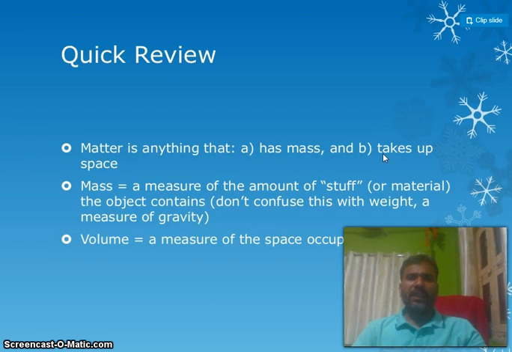Matter is anything that has mass and takes up space. What is mass? A measure of the amount of stuff or material the object contains. Don't confuse this with weight, or measure of gravity. What is volume? Volume is a measure of the space occupied by the object.